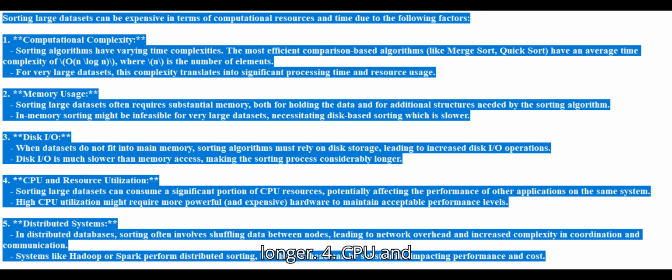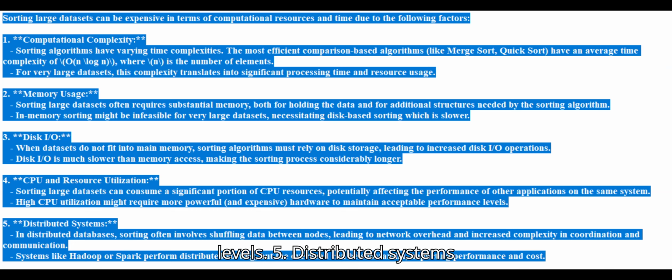4. CPU and resource utilization. Sorting large datasets can consume a significant portion of CPU resources, potentially affecting the performance of other applications on the same system. High CPU utilization might require more powerful and expensive hardware to maintain acceptable performance levels.